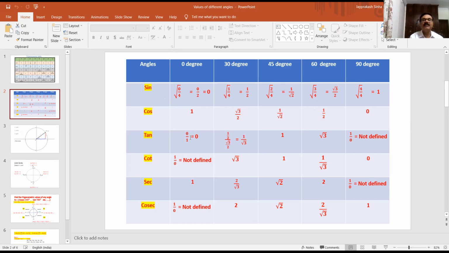So this will be 0 upon 1, 0. For 30 degree, it will be 1 upon root 3. For 45 degree, it will be 1. For 60 degree, it will be root 3. For 90 degree, it will be 1 upon 0, means not defined.